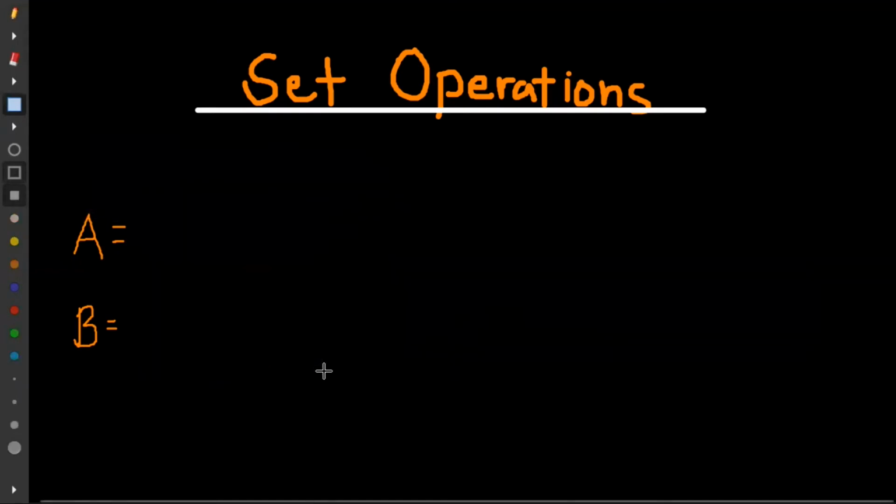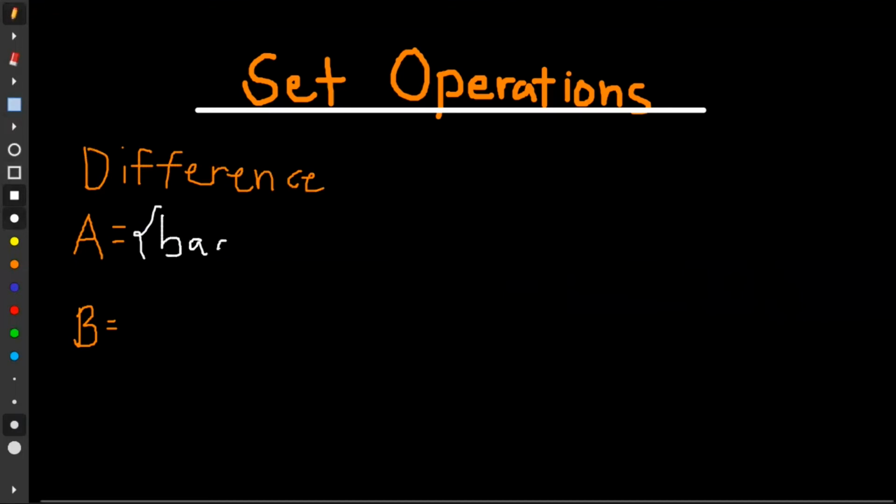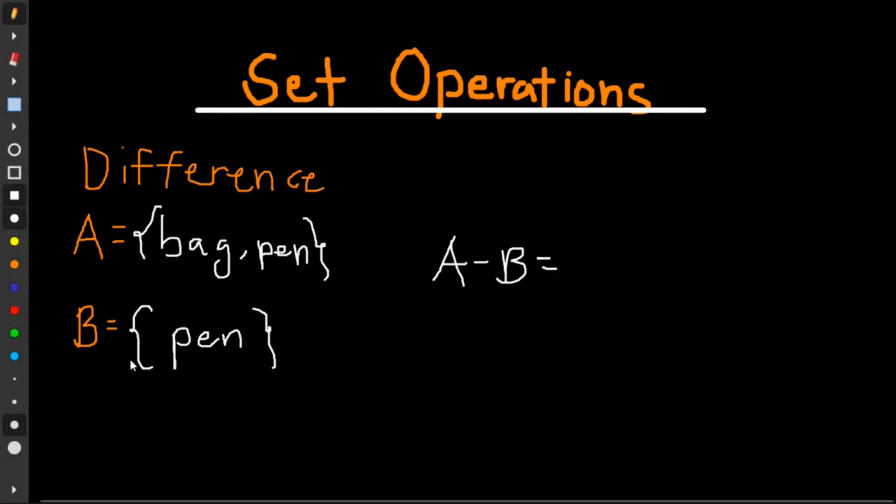Now, let's go on discussing some examples on set difference. For this case, let's use some words. Let's say A has a bag and a pen, and the set B contains the pen. When we get their difference, A minus B, we simply remove the elements that are present in B. In A, pen is present, so we remove that. So the outcome would only be a bag.